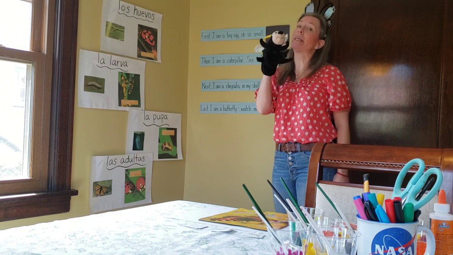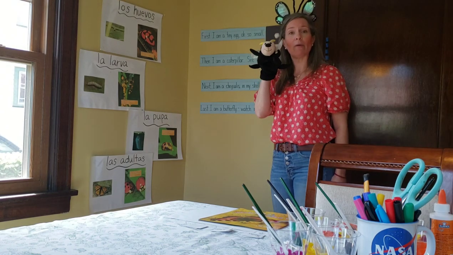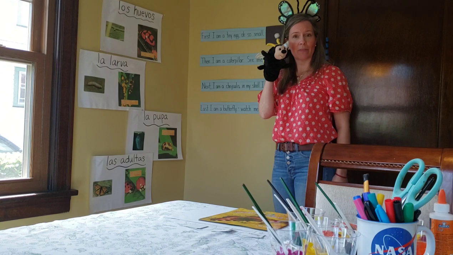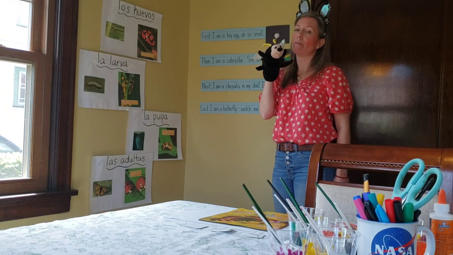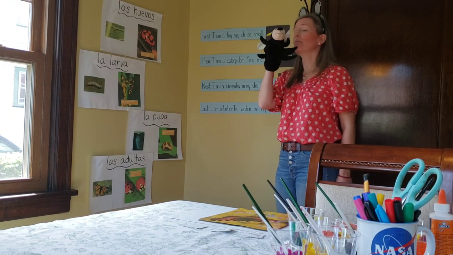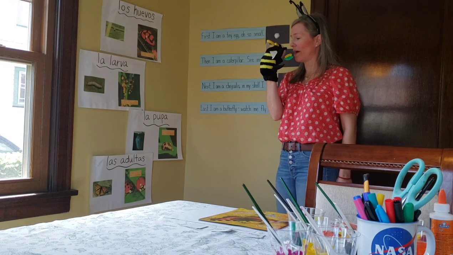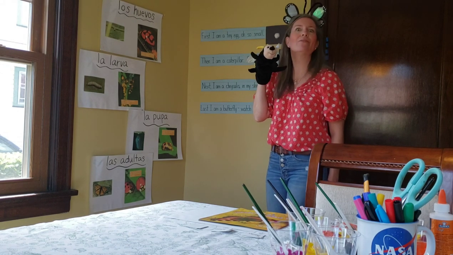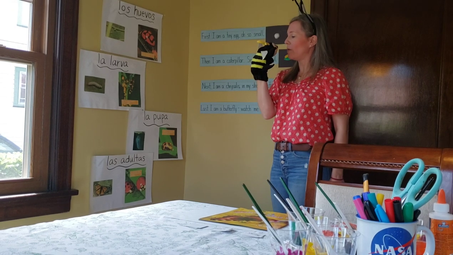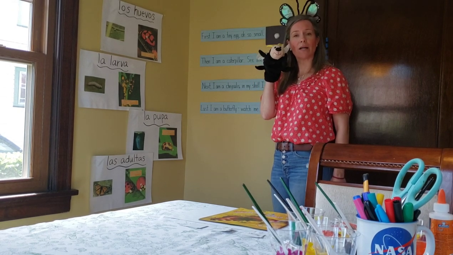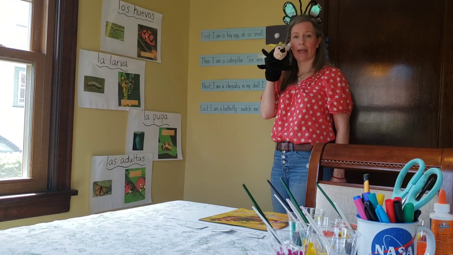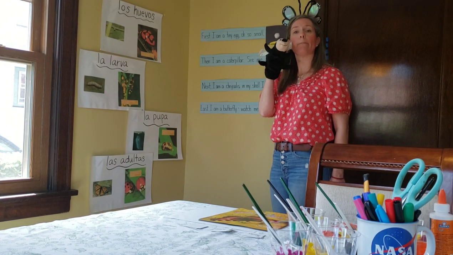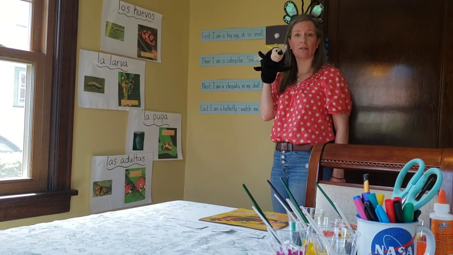Okay. So he wants to play I Spy with My Little Eye. We played this a few days ago. Remember, I Spy with My Little Eye. A couple of days ago, what did we spy for? We went looking for yellow and black. We're going to play a different game today. Today, Buzz said he wants to look for egg, larva, pupa, and adult.